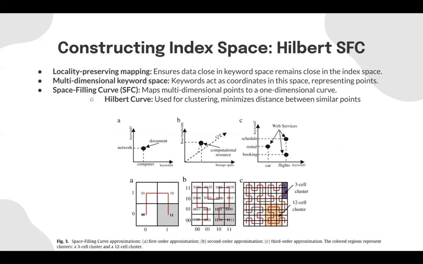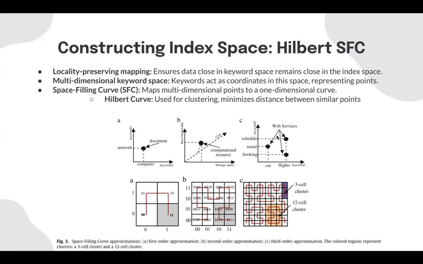This layout ensures data locality. For example, 2 keywords like computer and company, which are geographically close, will also be near each other in the keyword space. To efficiently map this multidimensional data to a one-dimensional index, Squid uses a space filling curve, specifically the Hilbert curve, which continuously traverses this multidimensional space and preserves locality. This means that points close together in the multidimensional space will stay close in the one-dimensional index too.